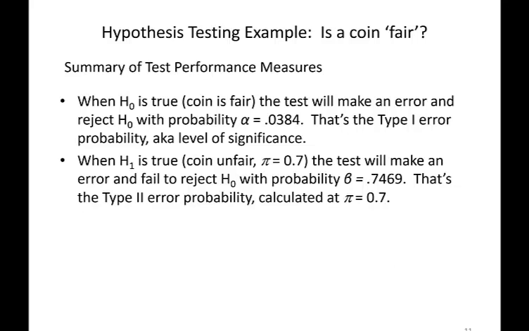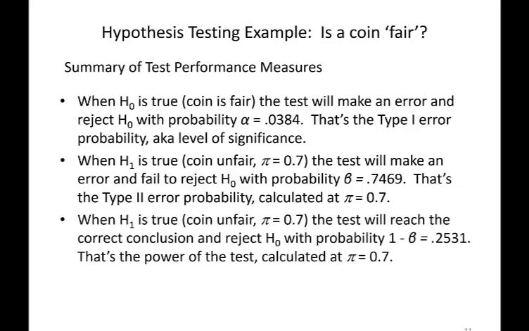And so we can think about the probability of making the correct decision when the alternative hypothesis is true by subtracting beta from 1 to get what's called the power of the test. In other words, 25% of the time, if pi is equal to 0.7, then the correct decision will be made, which is not a very high probability. So what can we do about that?